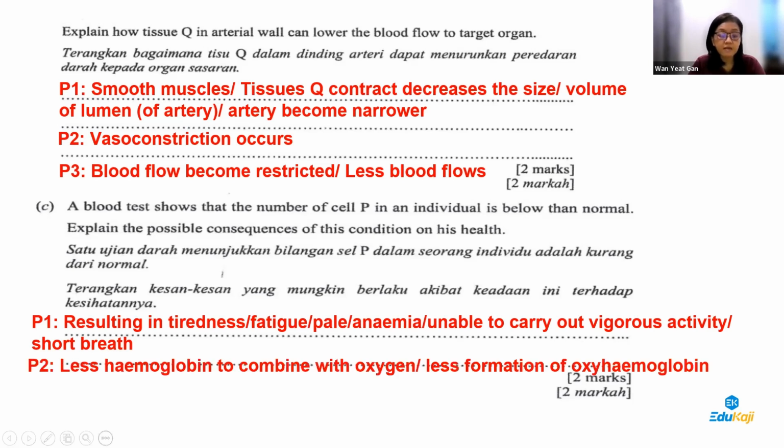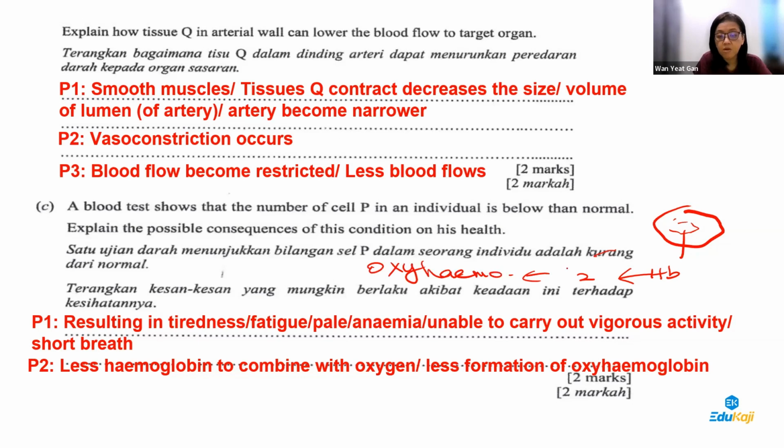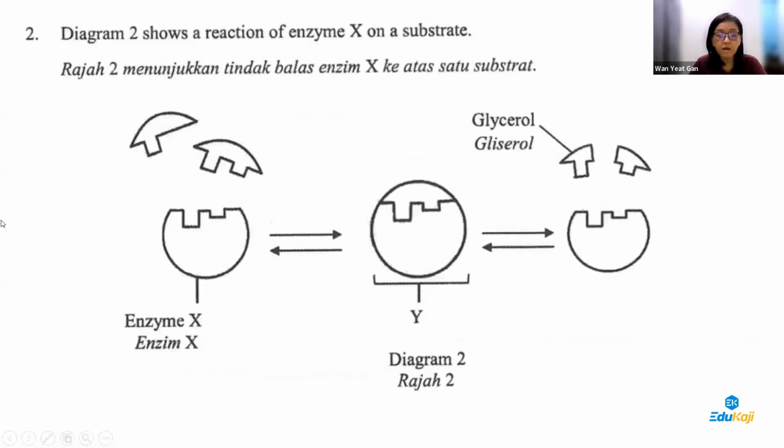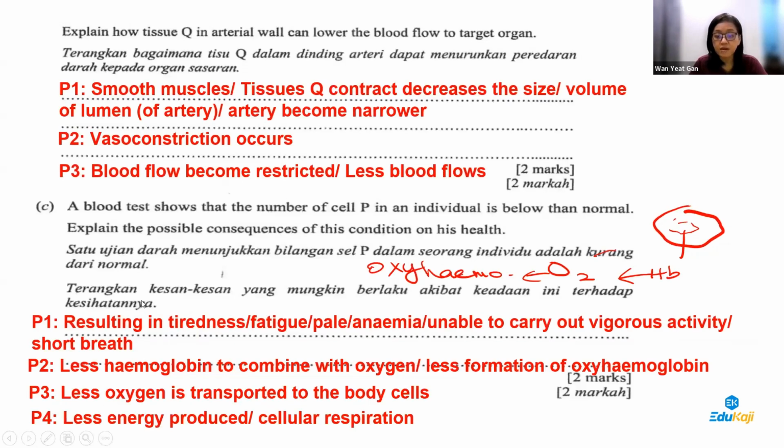That's because when the RBC count is less, there is less hemoglobin in the red blood cells, so there will be less hemoglobin to combine with oxygen to form oxyhemoglobin. Since there is less oxygen, less oxygen is transported to the cells, and the person will have less cellular respiration carried out by the cells. Therefore, he will have less energy. Okay, let's move on to the next question.